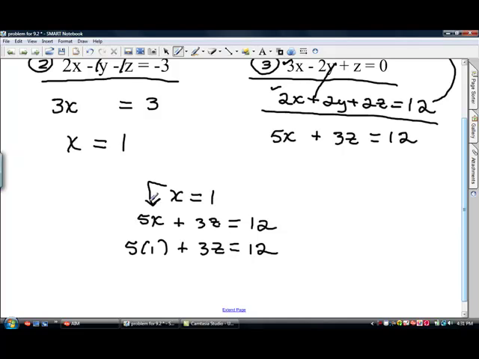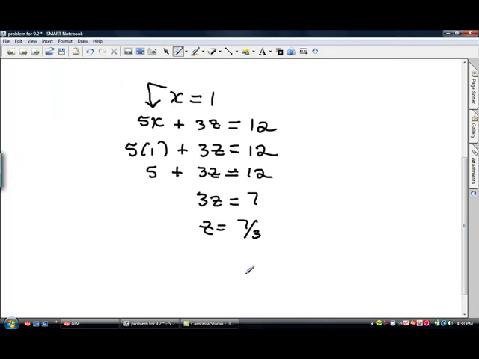Now notice all I've done is substituted the 1 in for the x. And you just simply do your math now. 5 plus 3z is going to equal 12. And then do your algebra. Now here we're getting an answer of z equals 7/3. So right now I know that x is 1, z is 7/3. I still don't have the y value. So I need to go back up to somewhere in the problem, preferably at the very beginning, and find an equation that has x, z, and y in it, and substitute in the two that I know, and try to find the one that I don't know.